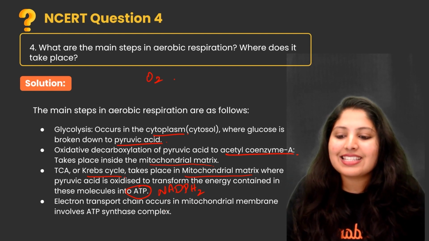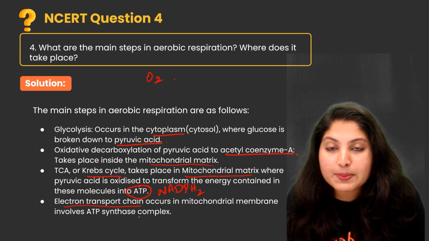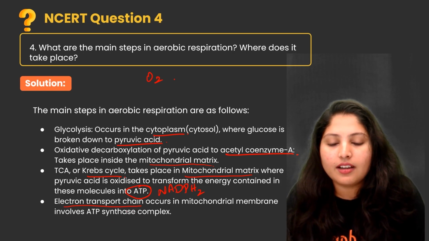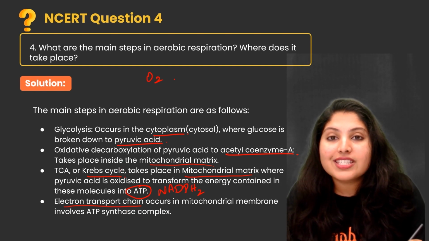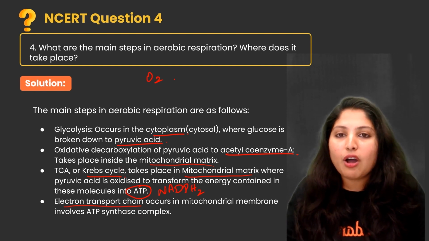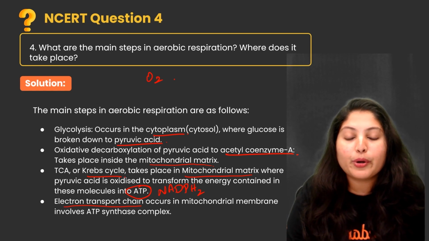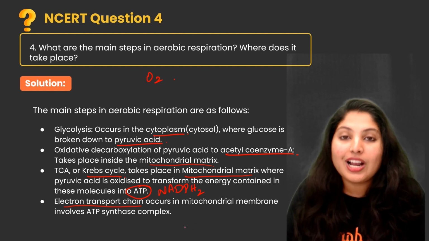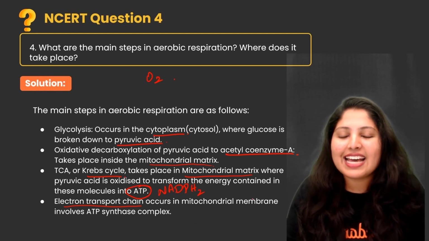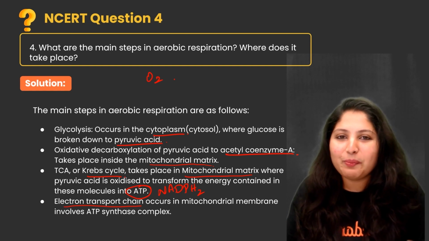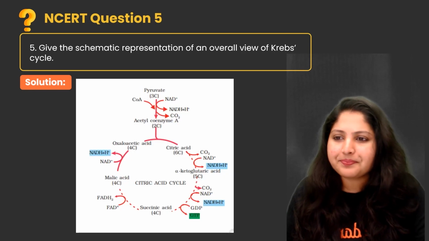The last step is the electron transport chain. At the end of the electron transport chain, we can see oxidative phosphorylation. In the oxidative phosphorylation, what happens? NADH2 is going to produce 3 ATP molecules and FADH2 produces 2 ATP molecules. So these are the steps involved in aerobic respiration. Clear, right? Yes. Next question.